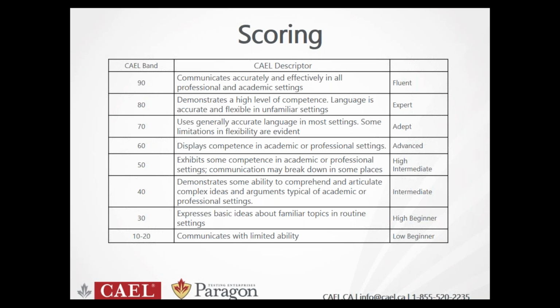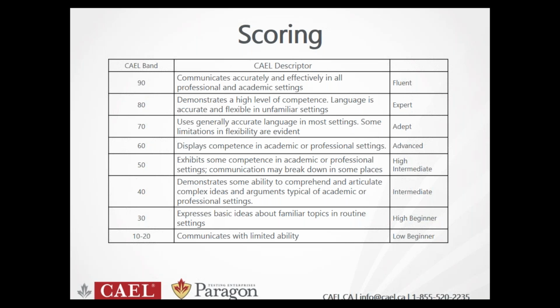A 60, for example, would mean displaying competence in academic or professional settings. We would say that translates into advanced. A 70 would be uses general accurate language in most settings. Some limitations and flexibility are evident, and we would say that translates into adept.